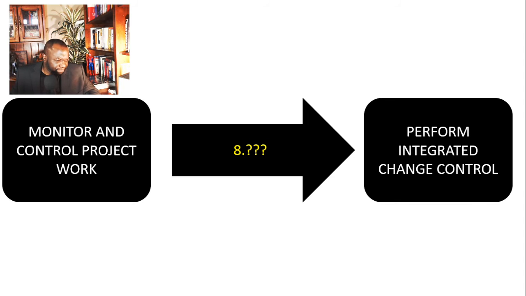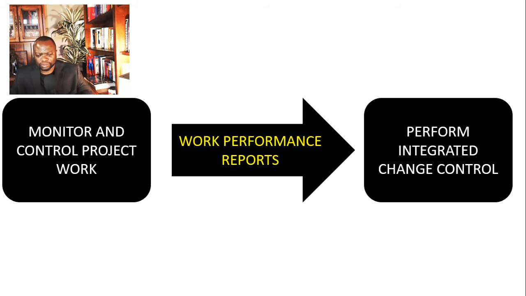All right. Well, what comes out of here, monitor and control project work, is none other than your WPR again. That's right. Work performance reports come out of monitor and control project work and go into perform integrated change control. Remember, the CCB may need that. All right, we got just a couple more to get it to 10.